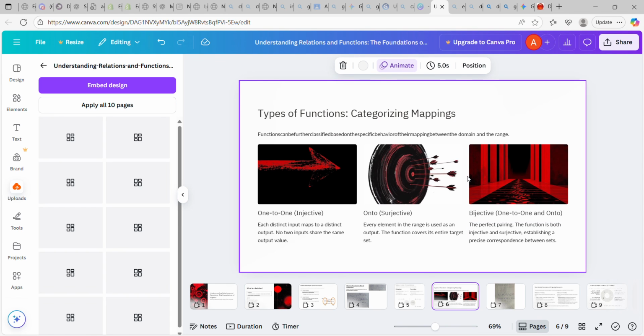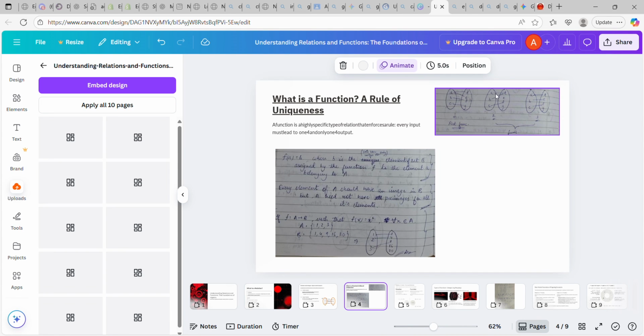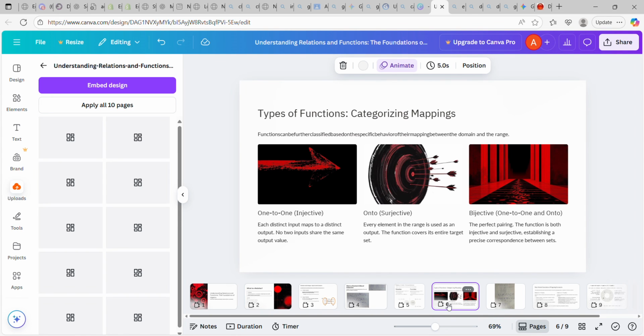For example, we can take the previous example. A should have an image only with D, B should go with E, and C should go with F. G should not be there, but here it has. So this will not be considered one-to-one. One-to-one means every pre-image has a unique and different image. Basically, one element is connected to only one, not many.